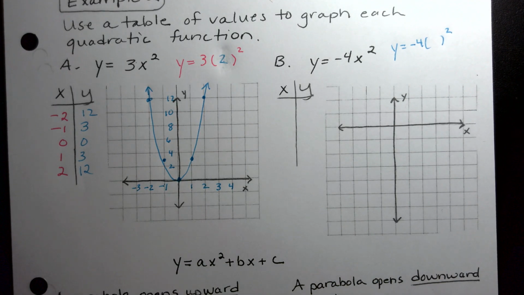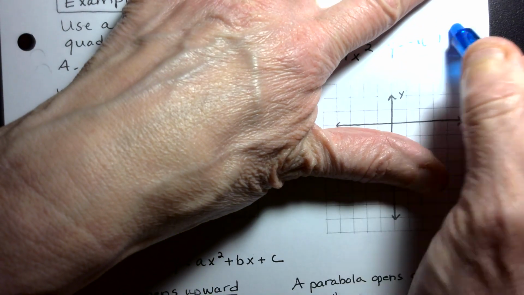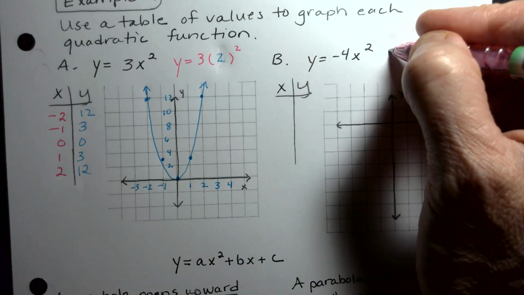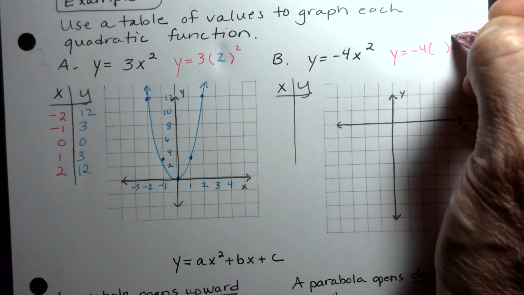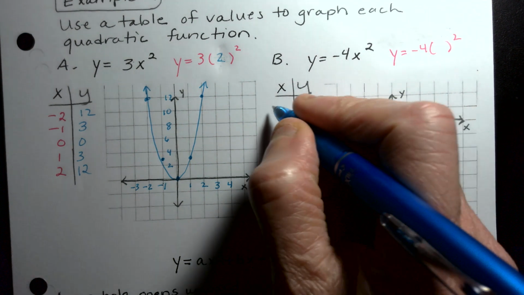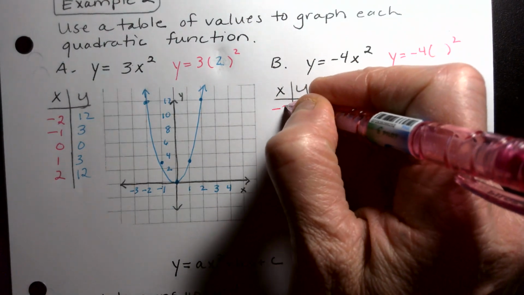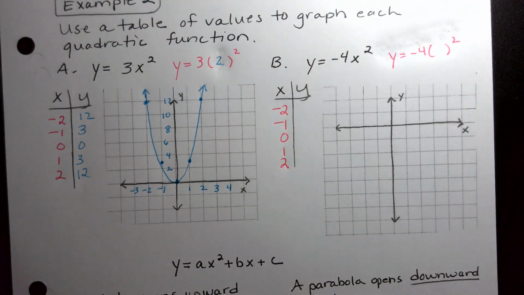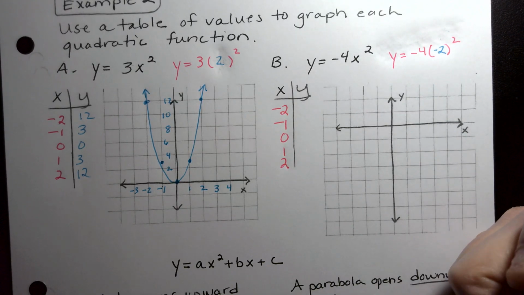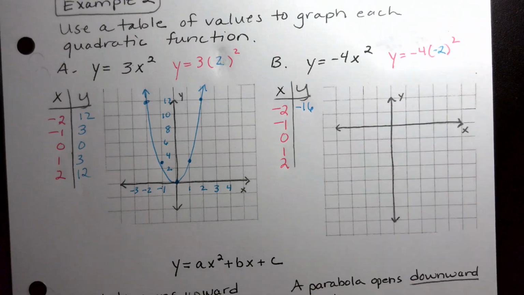Set it up there. Actually, all right, let's use this again. What did we say to use? Negative 2, negative 1, 0, 1, and 2. Let's put them in there. Put the negative 2 in there. When you square that, you get 4. 4 times negative 4 is negative 16.